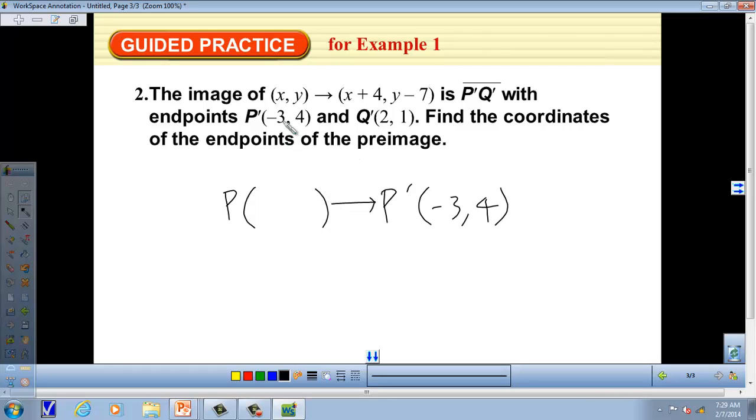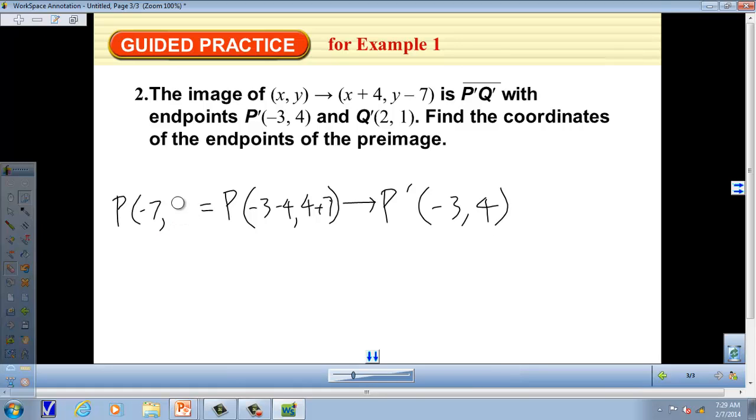Okay, so if I add 4 to get negative 3, that means I'm going to have to subtract 4, so it would be negative 3 minus 4 to get the original. And since this is minus 7, I'm going to have to add 7 to this to get the new y-coordinate. So it would be 4 plus 7 here. So if we do that, our P is now negative 7 and 11.